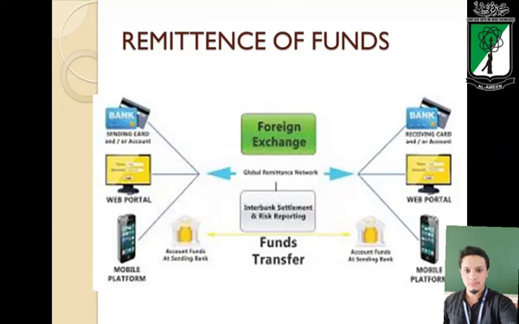So this is called remittance of funds. Okay. Then allied services.